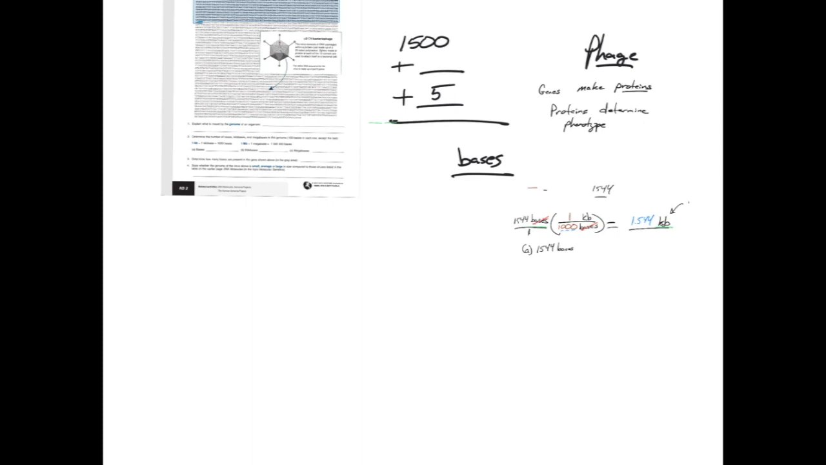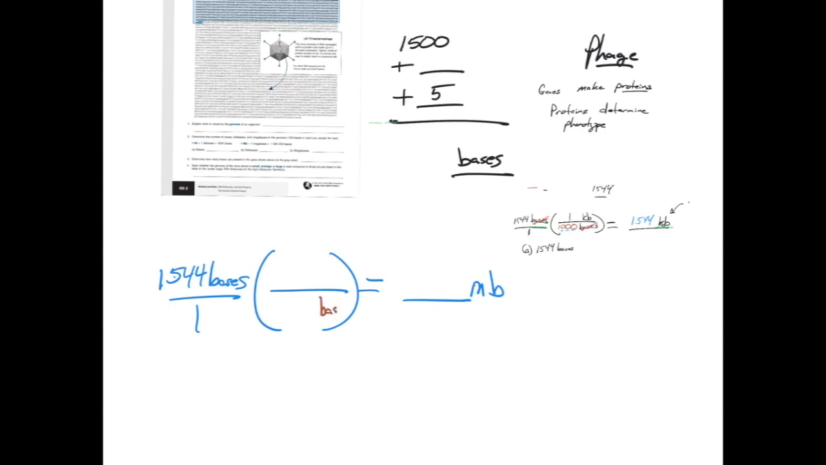Then megabases, I do the same thing. On this side, I'm going to put what? Megabase, MB. On this side, you put what you have. And what do you have? You have 1 megabase equals 1,000,000 bases. So how many bases did we have? 1,544 bases, because that's what I have, over 1. I know I'm going to multiply by some kind of conversion factor. What do I want to get rid of? I want to get rid of bases. And what do I want? I want megabases. How many bases in 1 megabase? 1,000,000 bases, that's 1, 2, 3, 4, 5, 6.